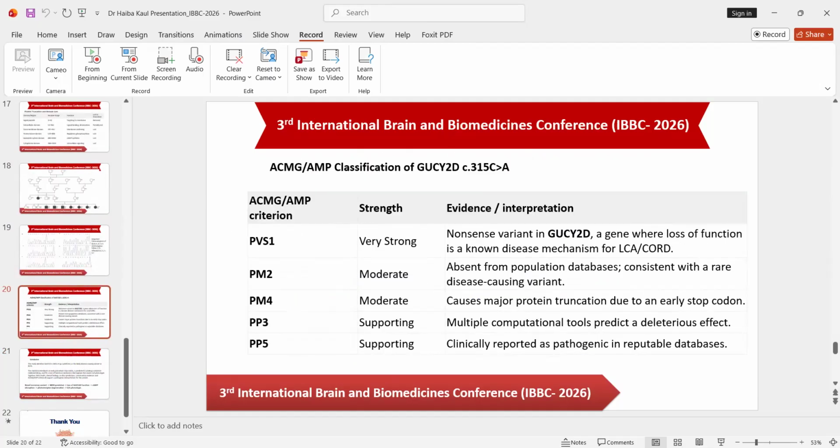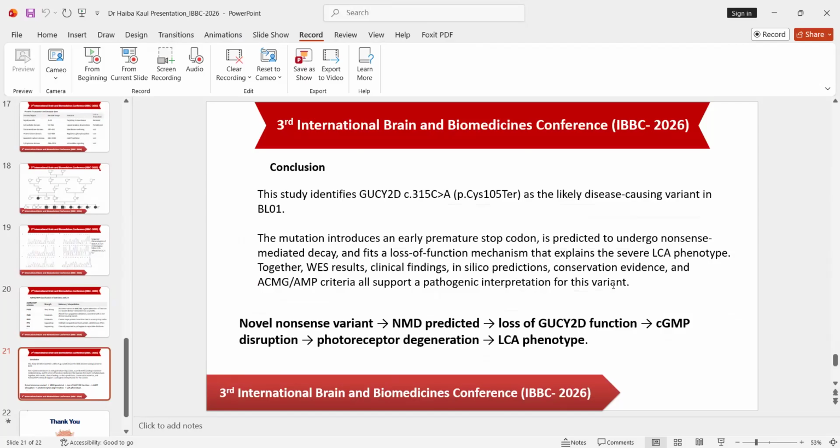This is the ACMG classification of the variant, and you can see all its criteria. This pathogenic mutation is very strongly to moderately pathogenic, where this nonsense variant results in a loss of function mutation. It was absent in population databases, which is consistent with rare disease causing mutations. And although this stop codon is present very early in the transcript, the effect is that nonsense mediated decay is predicted.